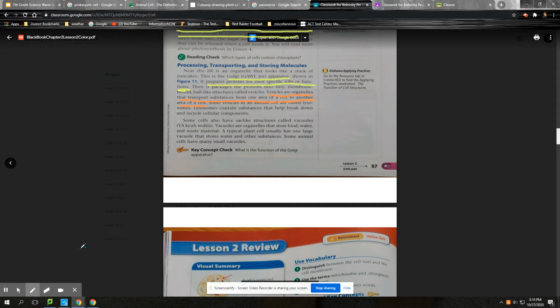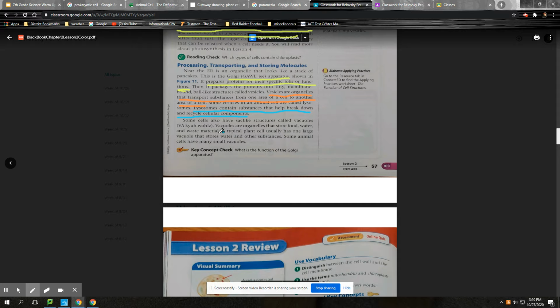The next word is lysosome. Lysosomes contain substances that help break down and recycle cellular components. In other words, you can hit pause in just a second. A lysosome contains substances that help to break down and recycle cellular components.